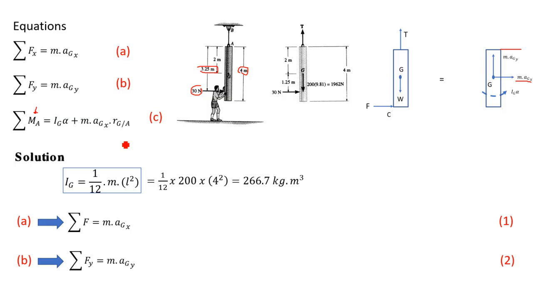Now we come to the forces in the x direction. What we have in the x direction is the 30, and in the kinetic diagram we have the mass multiplied by the AGX.